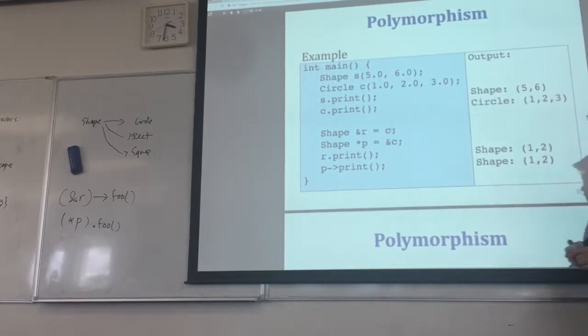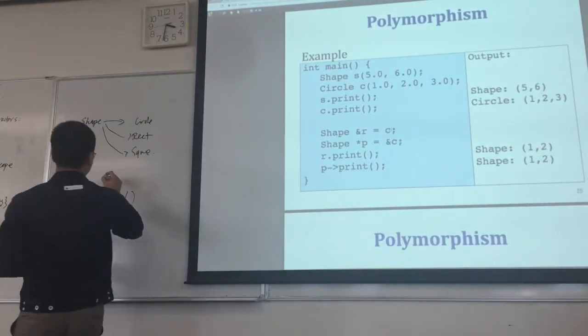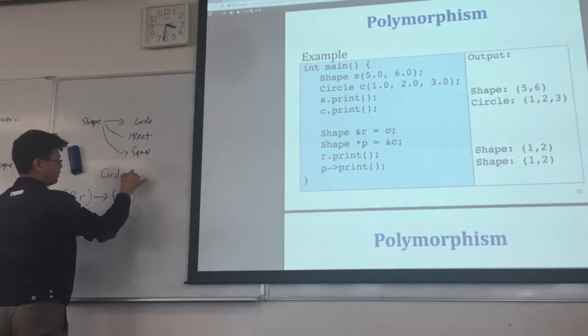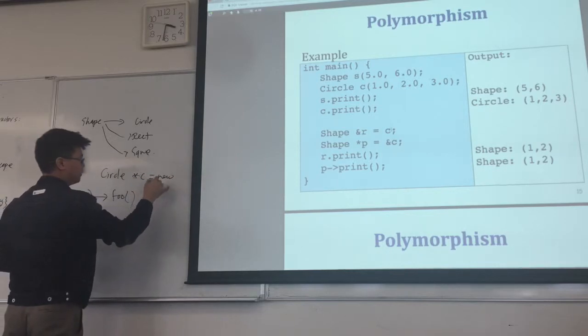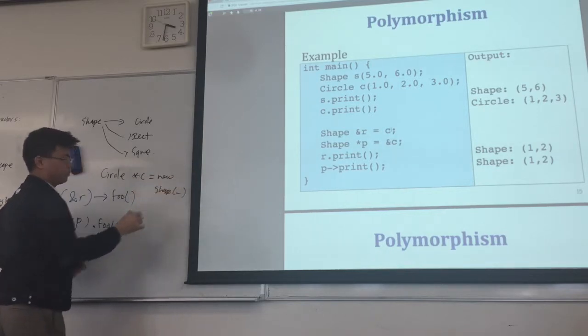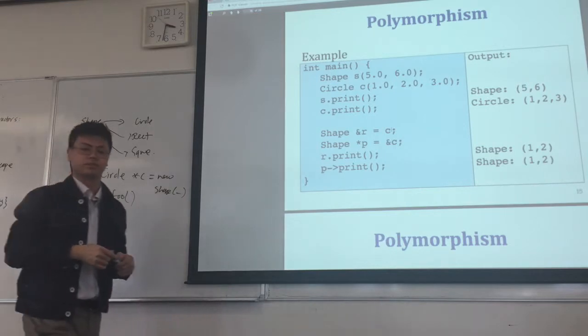So if you do something crazy like this, circle C equals new shape, right? The compiler will reject this line of code.